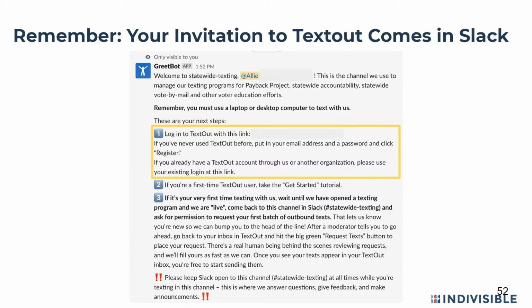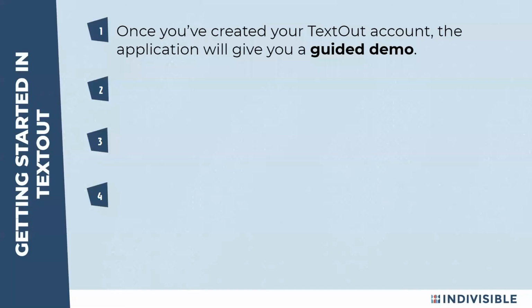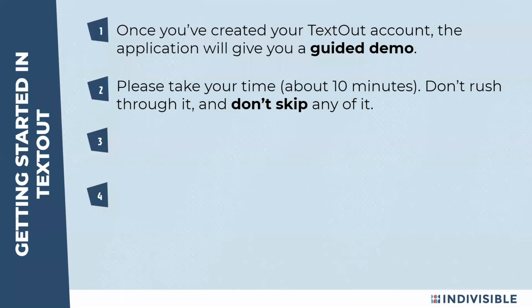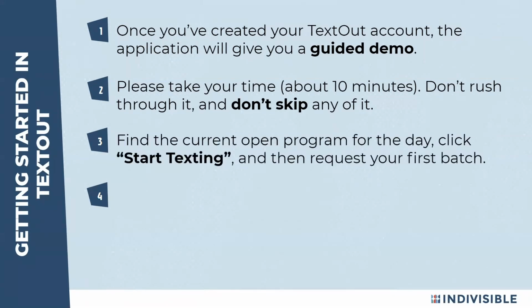Once you've created your TextOut account, the application will walk you through a guided demo. The demo will cover all the basics on using TextOut for the first time. It takes about 10 minutes to complete the demo, so please take your time and don't rush through it. You'll also see a list of the current active programs, and you'll be able to click on the open program for the day. Once you click on the program, you can click Start Texting, and then click to request your first batch of text messages.